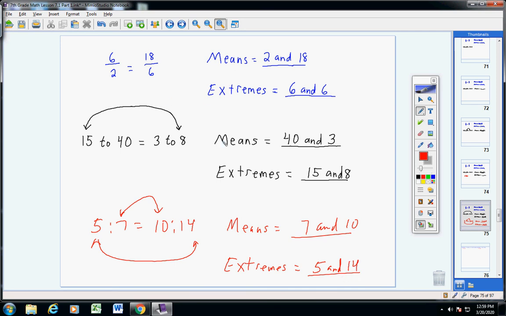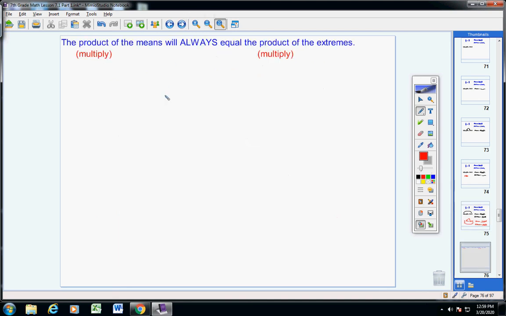Now, here's why it's important. You know what the means and the extremes are. Write this in your notes, please. The product, that means multiply, of the means will always equal the product, that means multiply, of the extremes. So when you multiply the means together, and when you multiply the extremes together, you will always get out the same number.